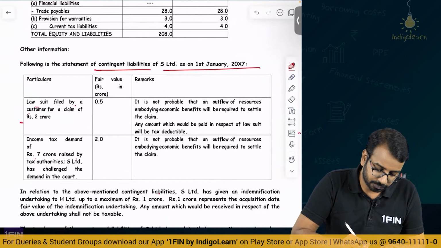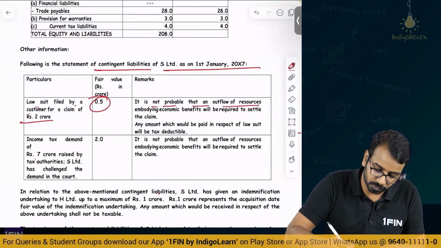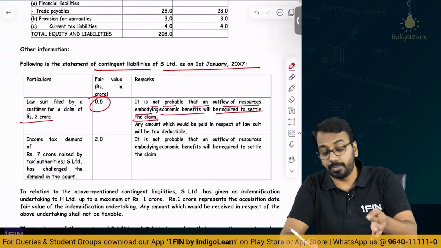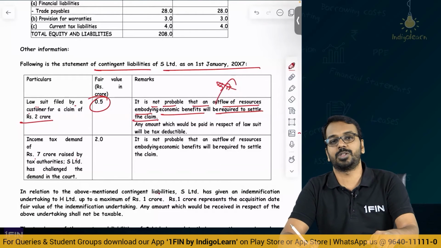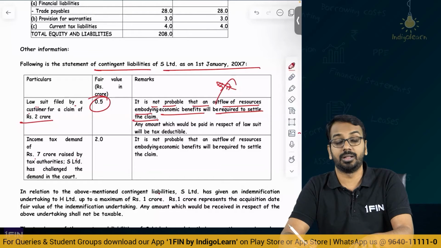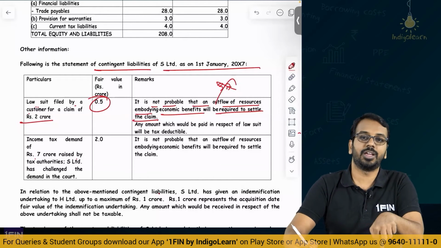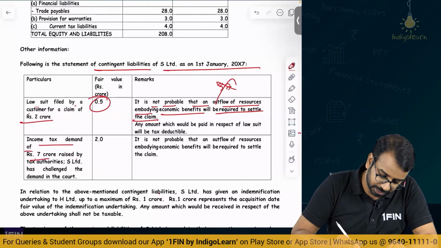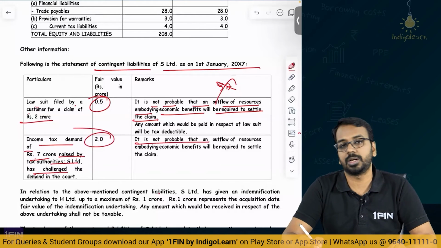Then following is the statement of contingent liabilities of S Limited. Lawsuit filed by customer for a claim of 2 crores, fair value 0.5. It is not probable that an outflow of resources embodying economic benefits will be required to settle the claim. Now what does this mean? It is not probable means as per Ind AS 37 you cannot recognize, but as per Ind AS 103, even if it is not probable, if you can determine the fair value of the contingent liability, you should measure the fair value of contingent liability. Income tax demand of 7 crores, raised by tax authority, they have challenged, it is not probable, but again 2 crores will be the fair value.